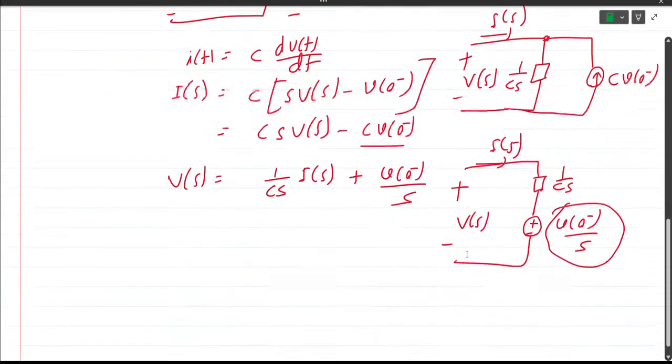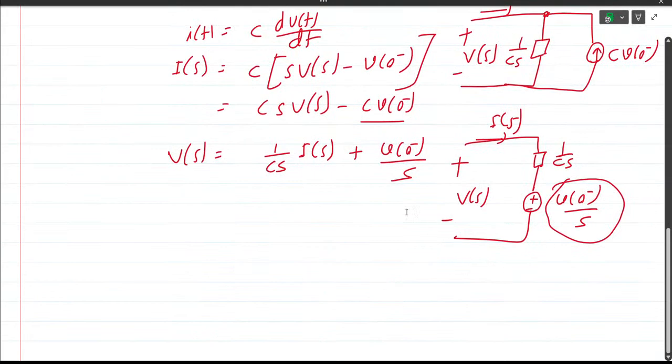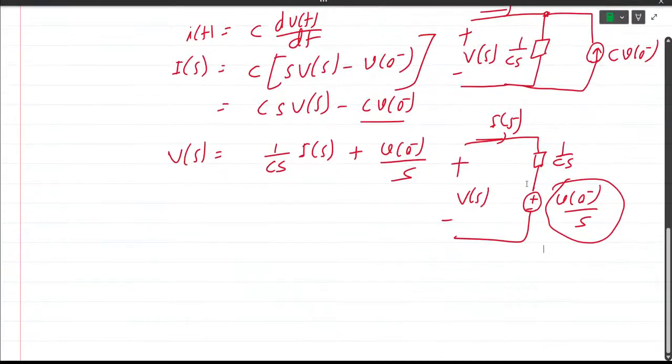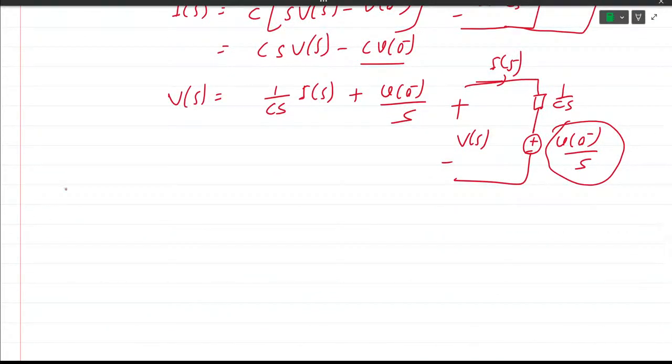So, in summary, when there is no initial voltage or initial current, R is transformed to the same R, L is transformed to Ls, and C is transformed to 1 upon Cs.